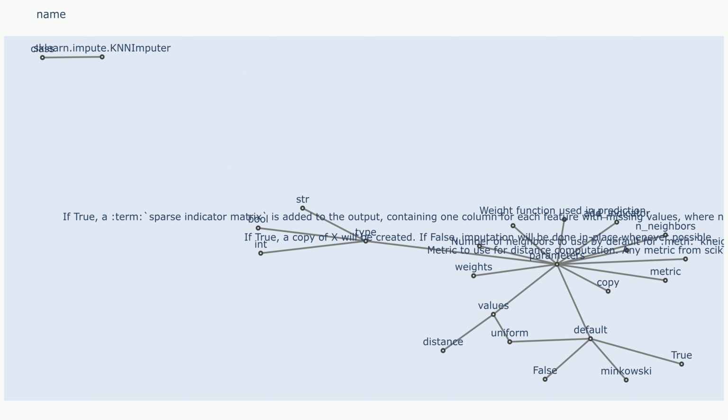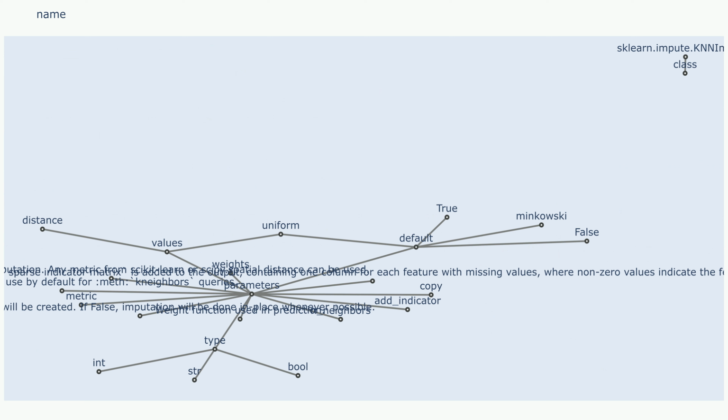3. Key concepts. K-nearest neighbors. The algorithm identifies the k most similar data points to the one with missing values. Similarity is measured based on the existing features of each data point. Distance metric. The KNNImputer uses a distance metric, e.g., Euclidean distance, to calculate the similarity between data points.